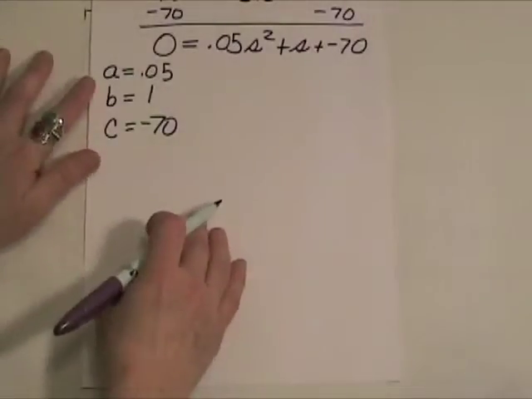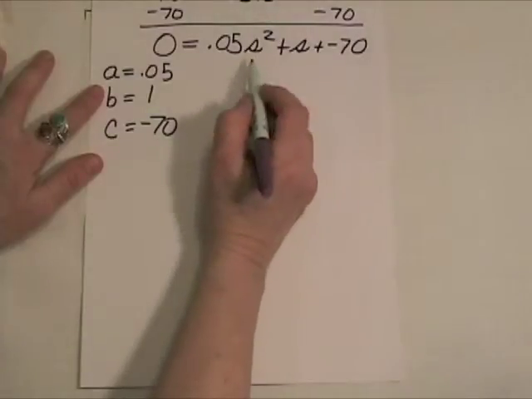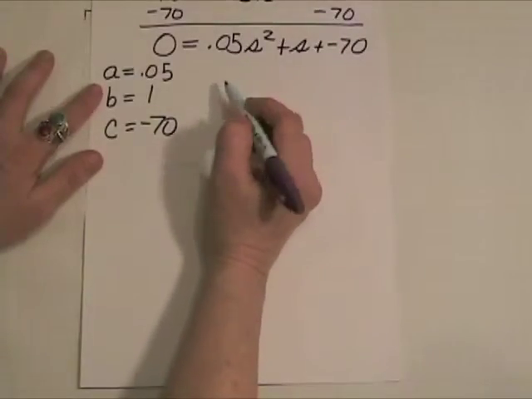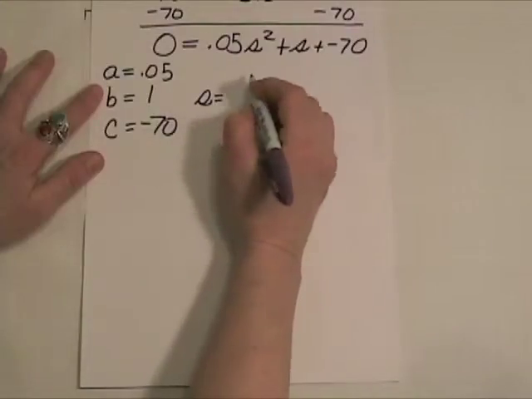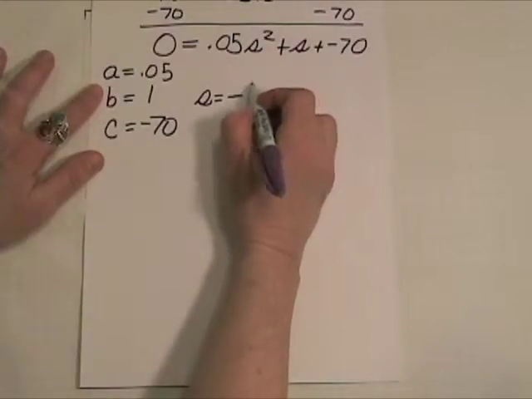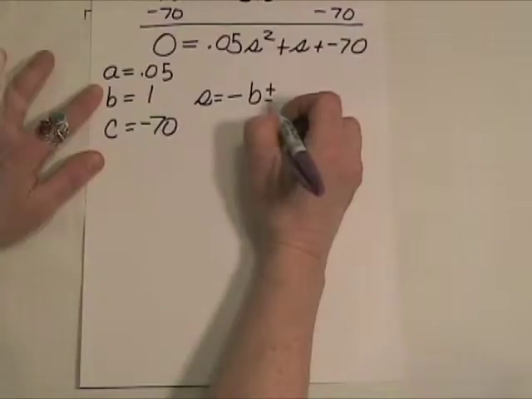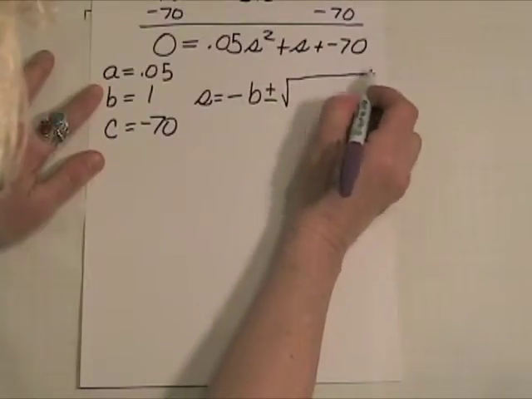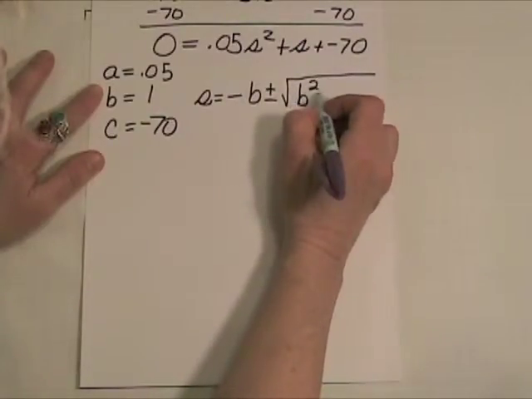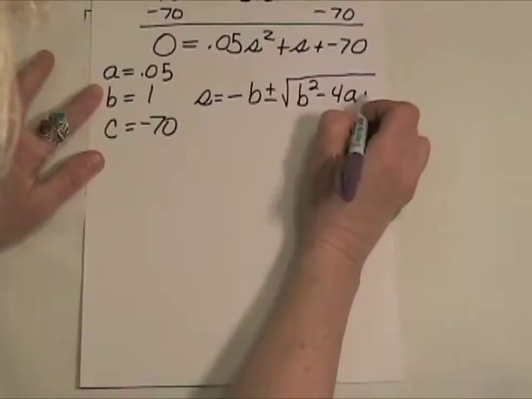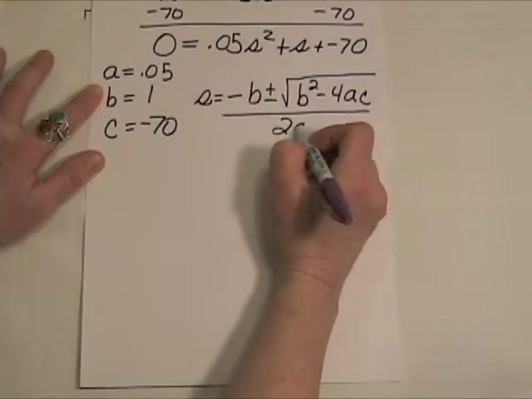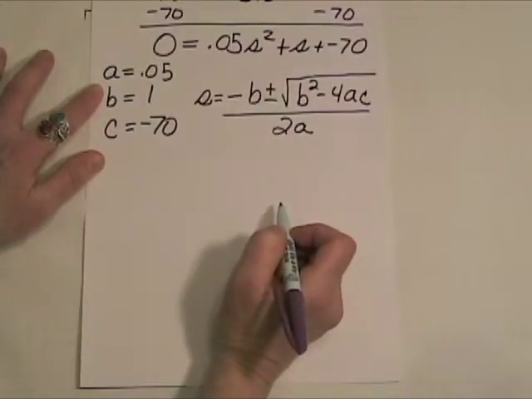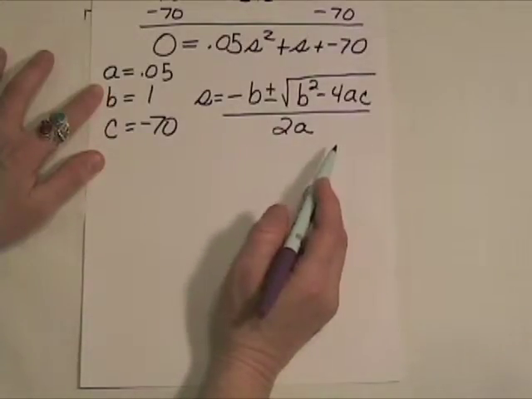The quadratic formula is the following. In this case, it's going to be S is equal to the opposite of B plus or minus the square root of B squared minus 4AC, all over 2A. Alright, now let's do our direct substitutions.